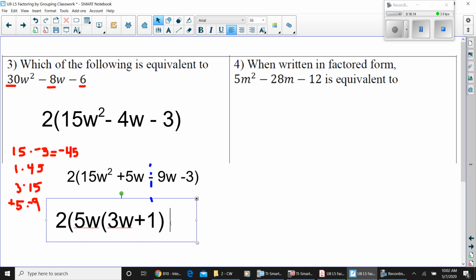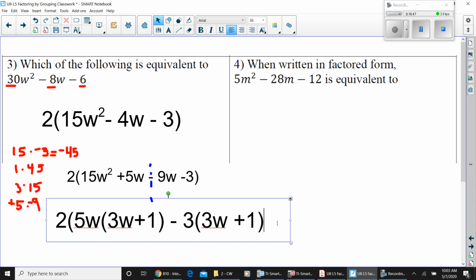So I'm going to put the minus in the middle. And I'm going to factor out a 3 because 9 and 3, right? Greatest common factor of 3 and 9 is 3. And then I am going to do 3 times what equals 3w. And obviously that's 3w, 9w. Negative 3 times what equals negative 3? And that's a negative 1. Sorry, positive 1. Negative 3 times positive 1 equals negative 3.